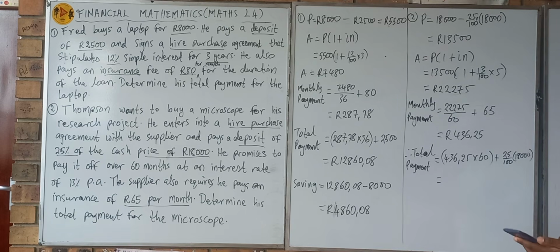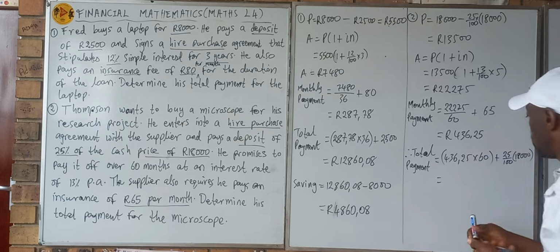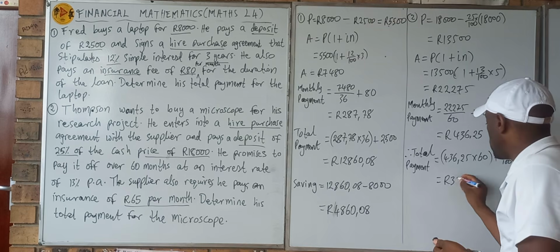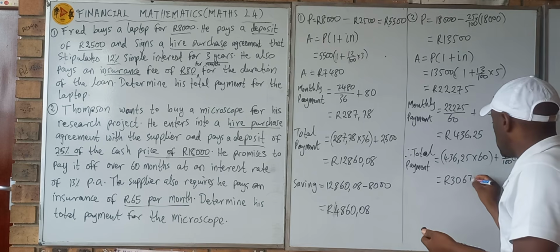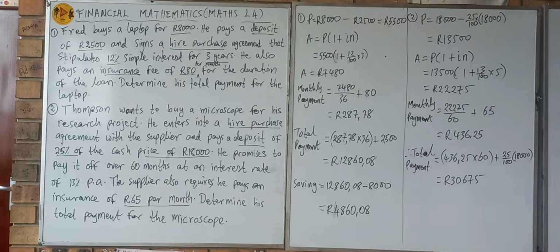So we are going to take 436.25 times 60. Then in addition to that, we'll bring in the deposit, which was 0.25 times 18,000. So this takes us to a total of 30,675. So this is the total payment for the laptop that was supposed to only cost us 18,000. So I keep calling it laptop. This one is a microscope that is supposed to cost us only 18,000.